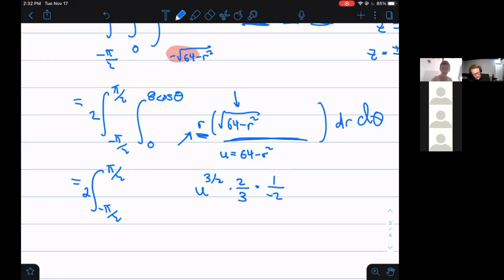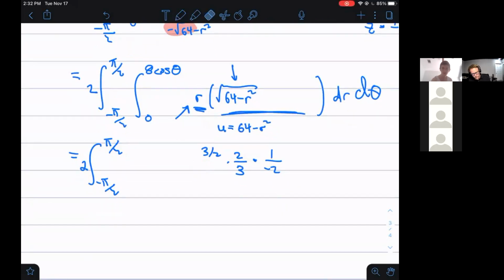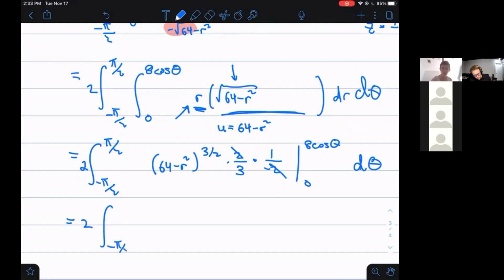Let's go ahead and put in, instead of u, again, u is supposed to be equal to this 64 minus r squared. We can cancel a little bit here. And now we're going to need to be evaluating from 0 to 8 cosine theta. So I'm going to take out a negative sign and the 3. Okay, all my constants are now out. Now let's go ahead and plug in my 8 cosine theta.